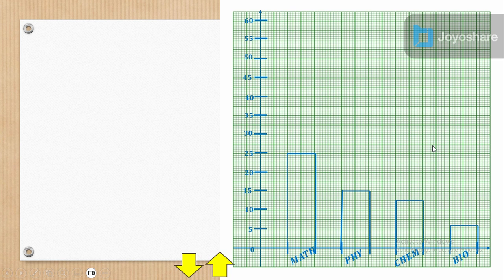So that's our bar graph. The axes must be labeled, and you also need a title. The title is: a bar graph showing subjects offered by students. Then we also need to label the axes. The vertical axis has students, and the horizontal axis has subjects. That's how your bar graph must appear.